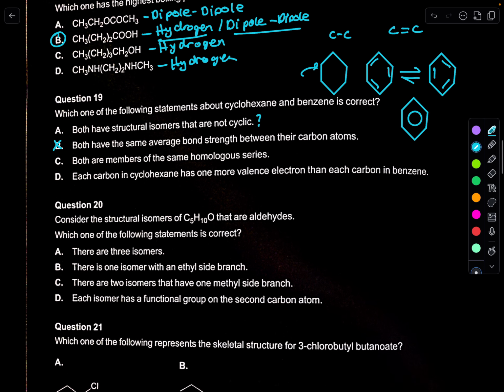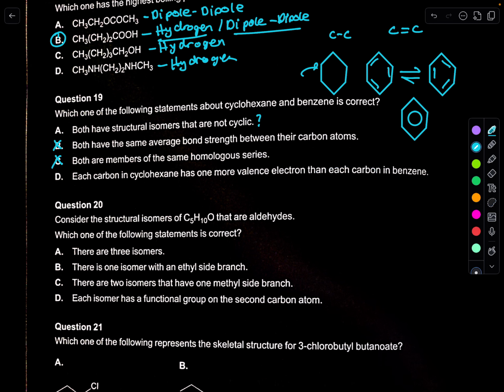Absolutely not. Both are members of the same homologous series. Now, a homologous series means they follow the same formula, for example alkanes, where they follow this formula. Do they follow the same? I don't think so. Absolutely not. This one has double bonds. These have single bonds. I don't think they follow any formula like that.